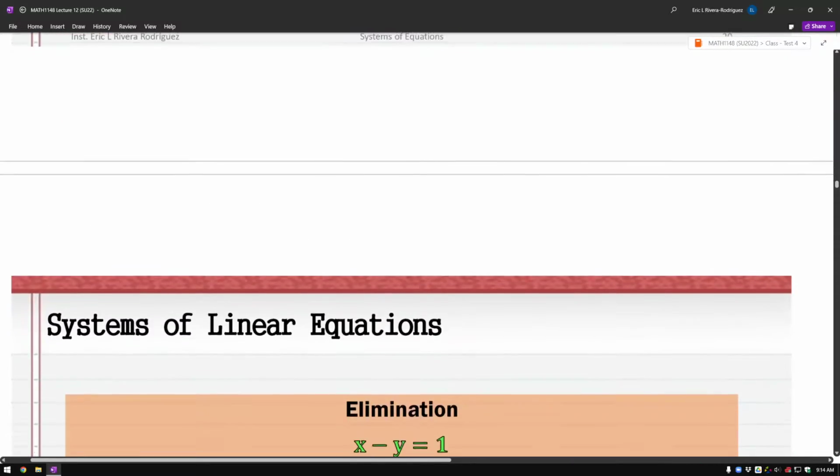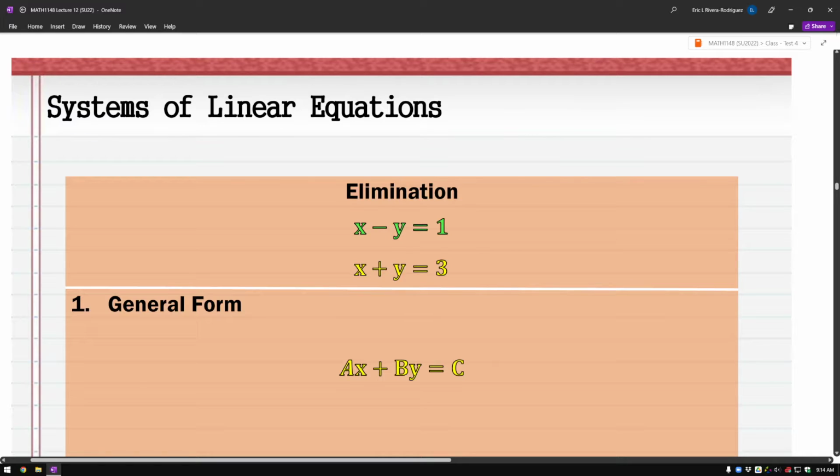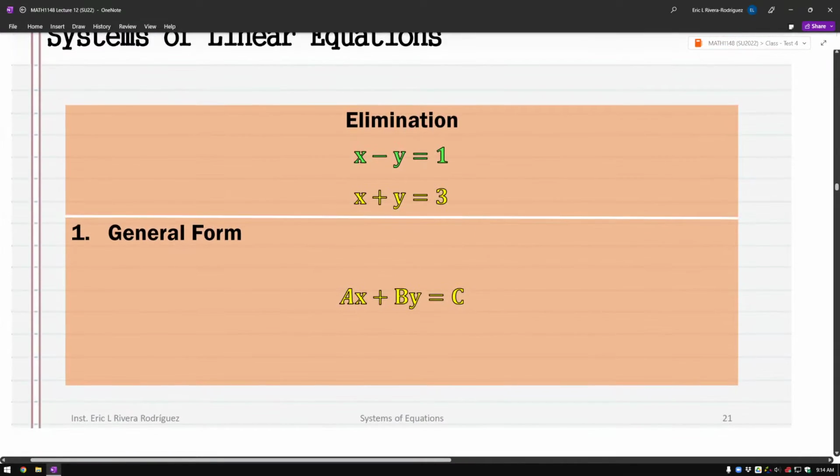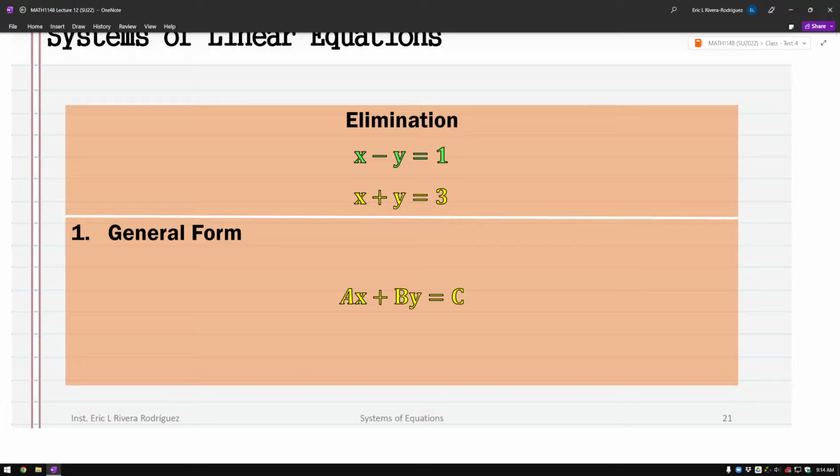So let's move on to elimination. And elimination is kind of fun because first we need to think of what is the best term or variable to eliminate first. So that is what we are going to do first. We need to determine which term or which variable is most convenient to eliminate first.